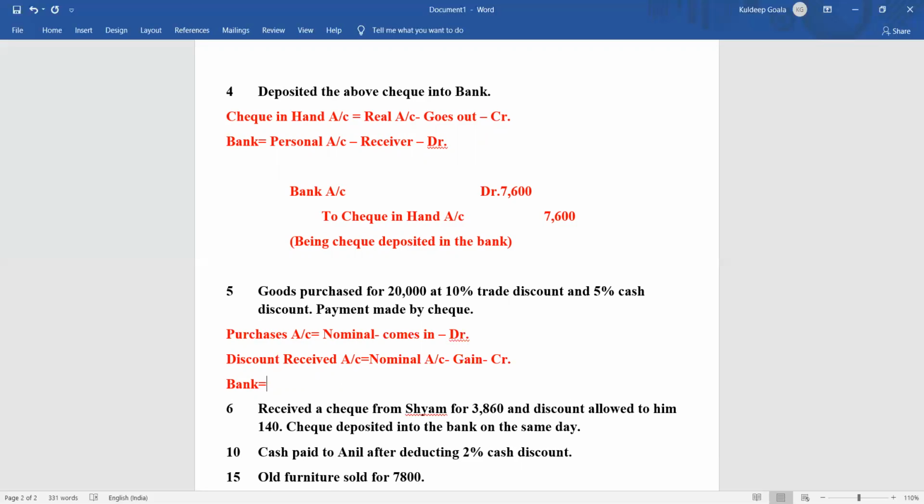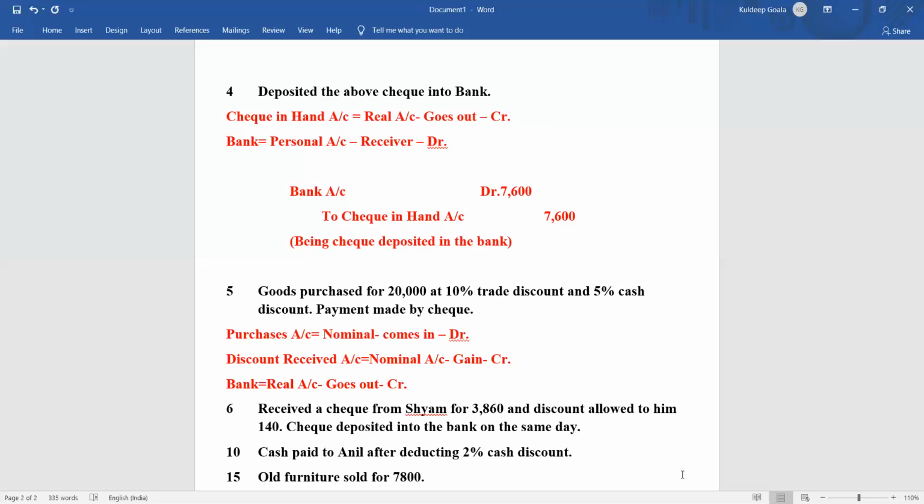Then coming to the next, bank. Bank is a personal account, but since payment is made by check, we will take real account, because check is a real account. Since I am purchasing, money will go out from the bank. Real account: comes in debit, goes out credit. The check is going out, so it will be credit.